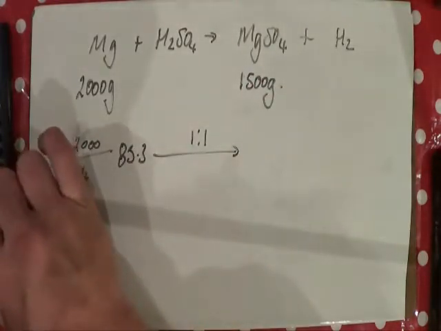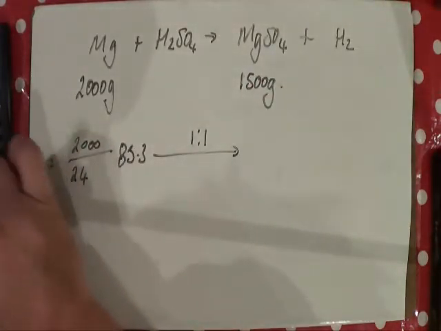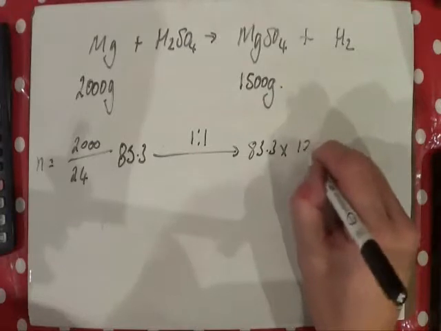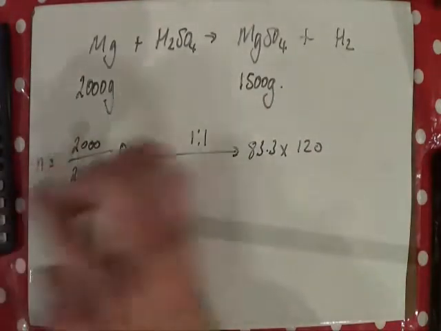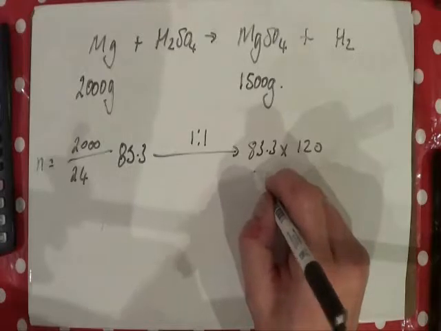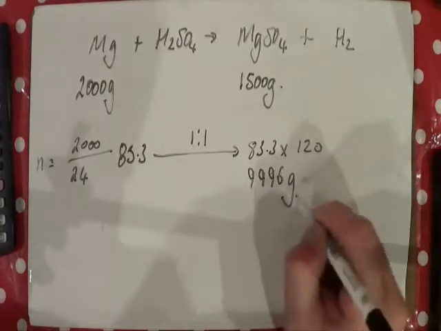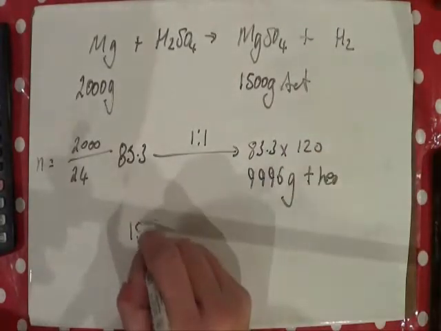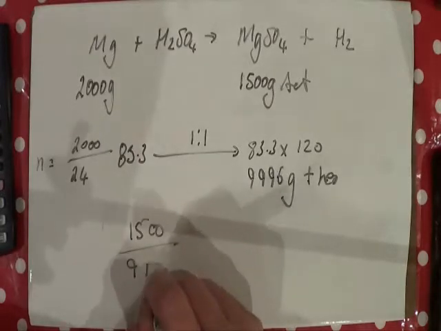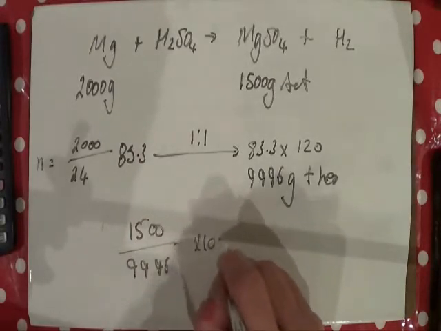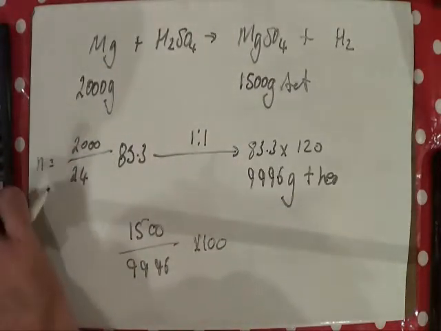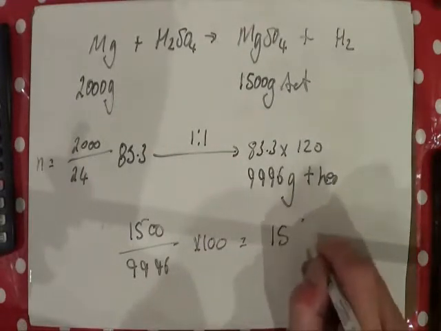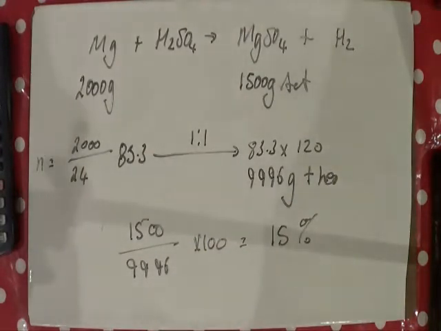The RFM of this is magnesium plus the rest, so it's 120. 83.3 multiplied by 120 means that I should, in theory, make 9996 grams. So that's my theoretical yield. I actually made 1500, so 1500 over 9996 times 100 gives me a small percentage yield of about 15%.